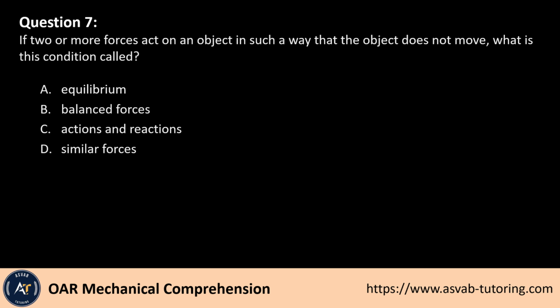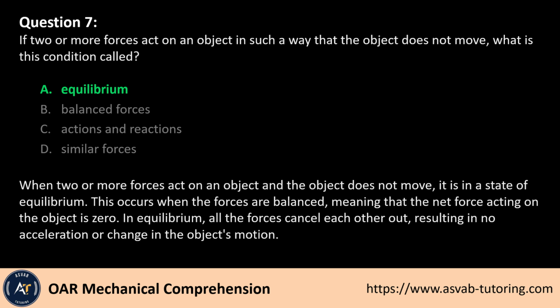Question 7. If 2 or more forces act on an object in such a way that the object does not move, what is this condition called? A. Equilibrium. B. Balanced forces. C. Actions and reactions. D. Similar forces.